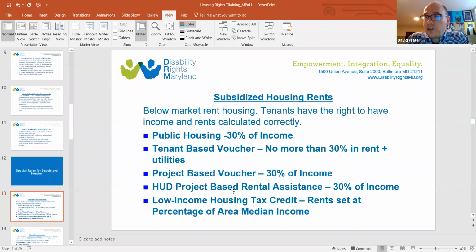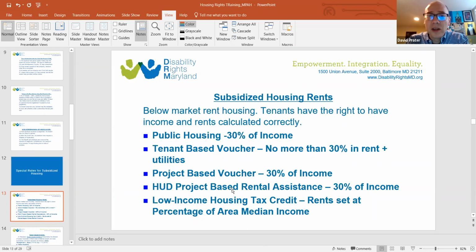So the first right is to have your rent and income calculated correctly. And this can actually be a lot more complicated than what it seems. We've seen this a lot during COVID, where people have had sporadic income, they've been laid off from work, and they've tried to report income changes to landlords, but the subsidized landlord is not processing those. Tenants have the right to have their income and rents calculated correctly in subsidized housing.